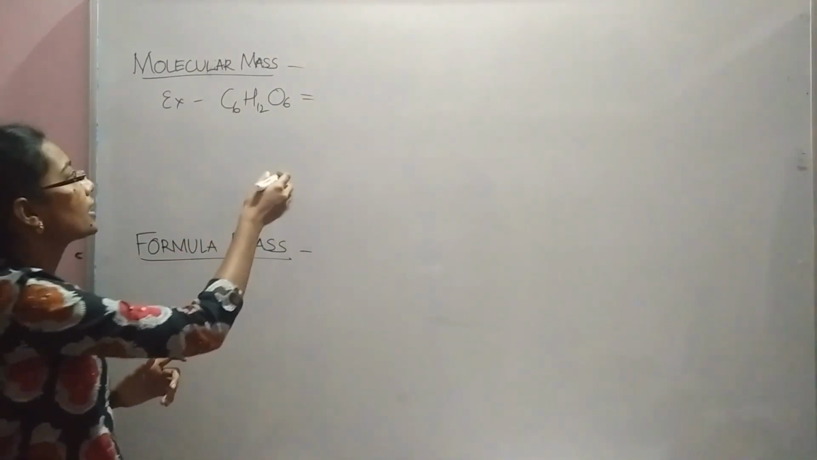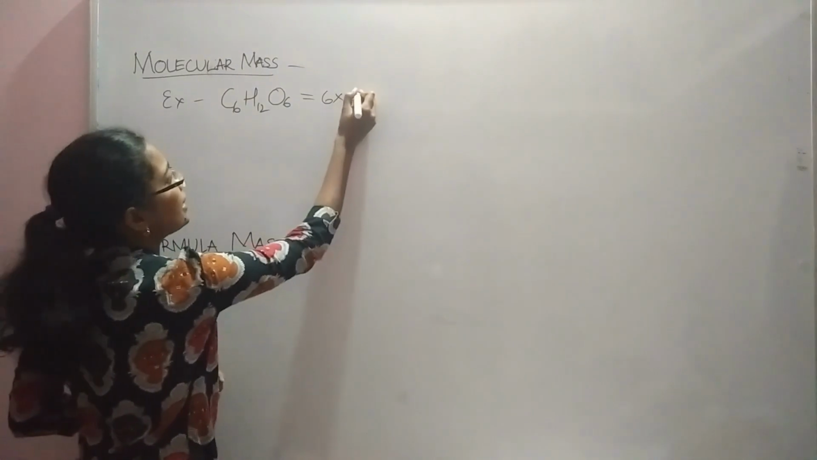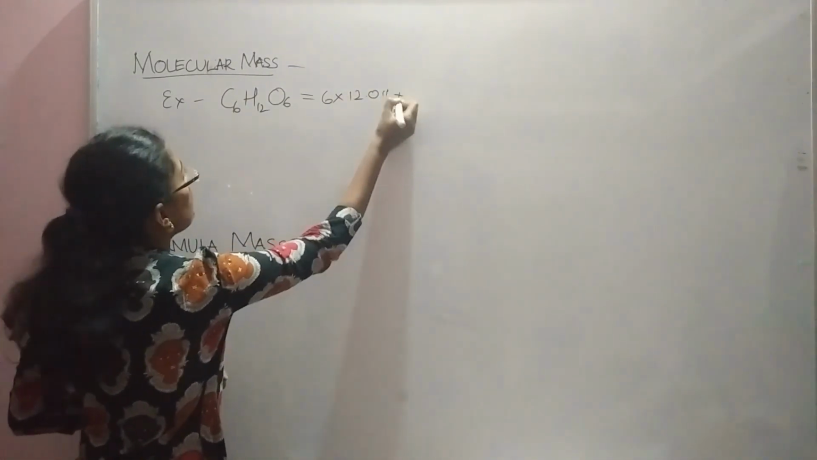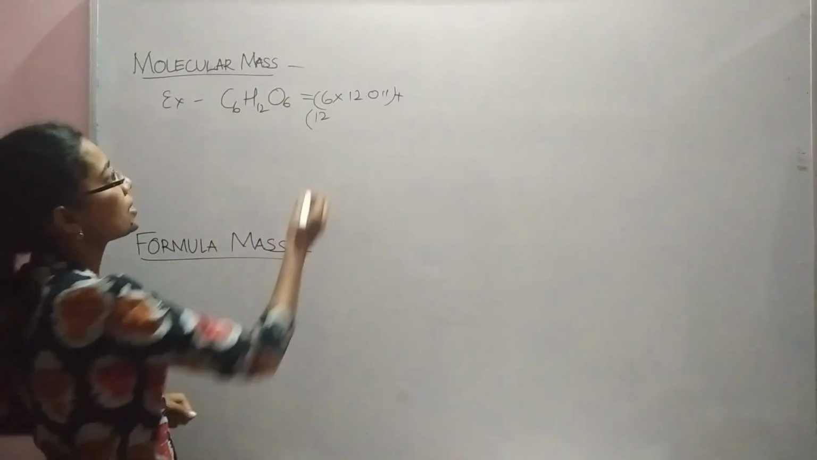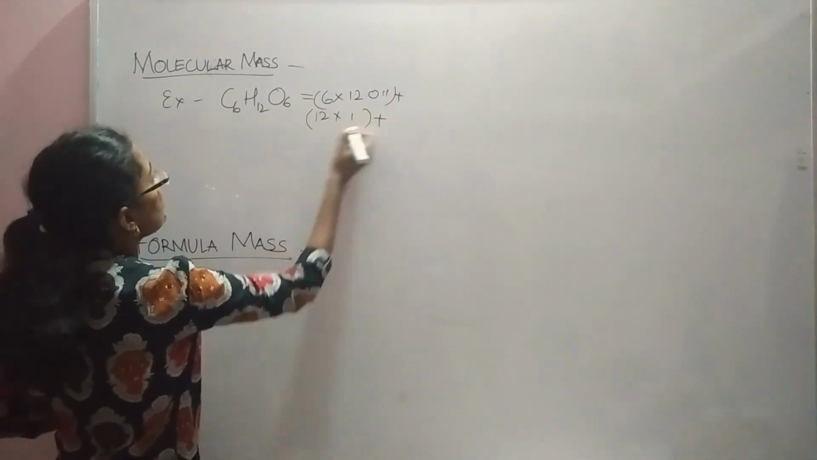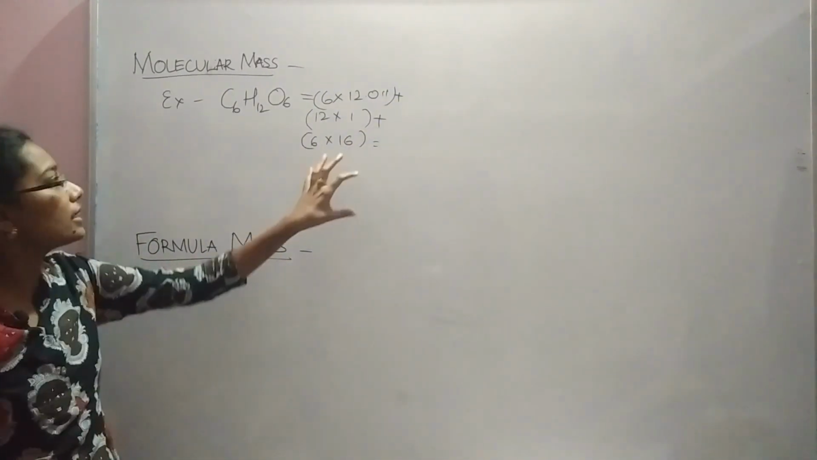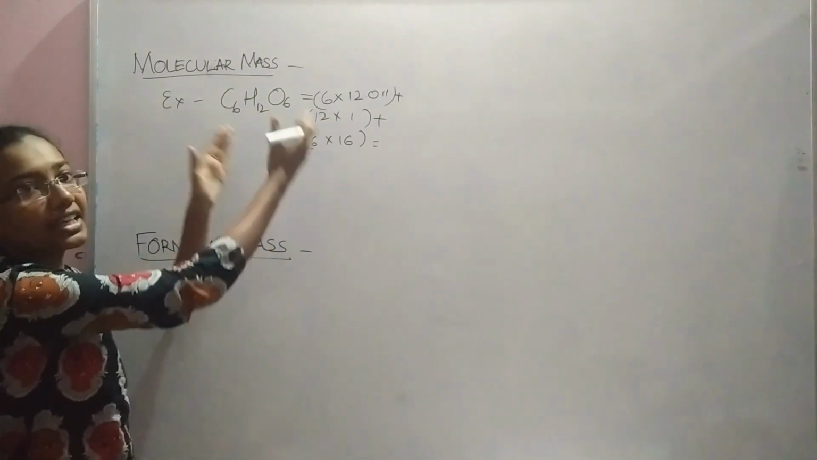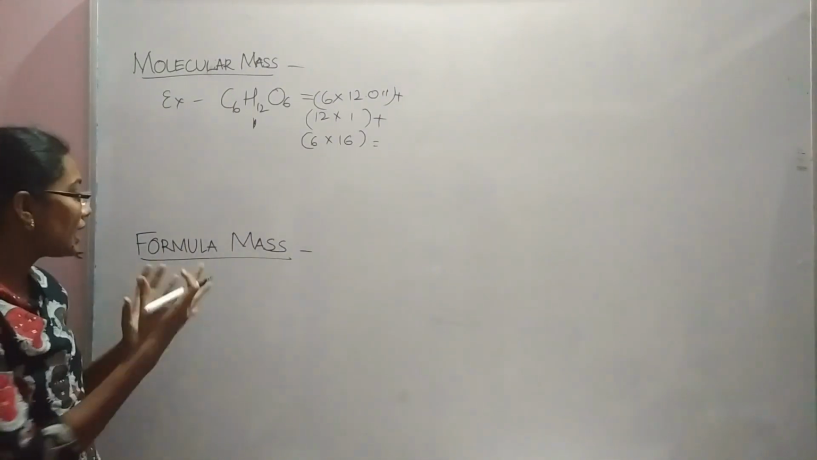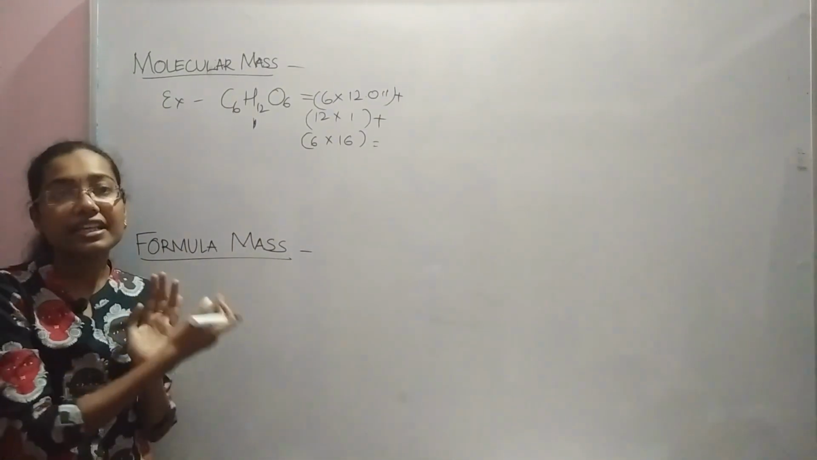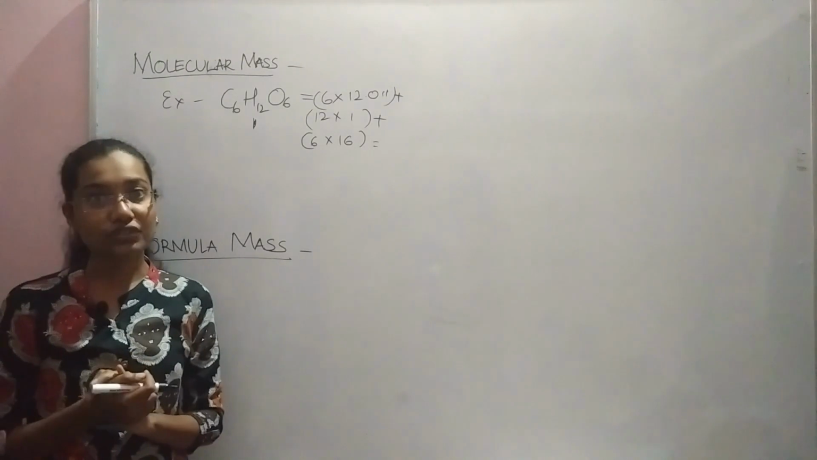It can be easily calculated as 6 into the atomic mass of carbon, that is 12.011, plus 12, the number of hydrogens, into 1, plus 6 into 16. The sum of all these will give the molecular mass. Like this we can calculate the molecular mass by the molecular formula. But like that we cannot calculate the formula mass. It is based on the empirical formula, as I told. Empirical formula only tells about the ratios.